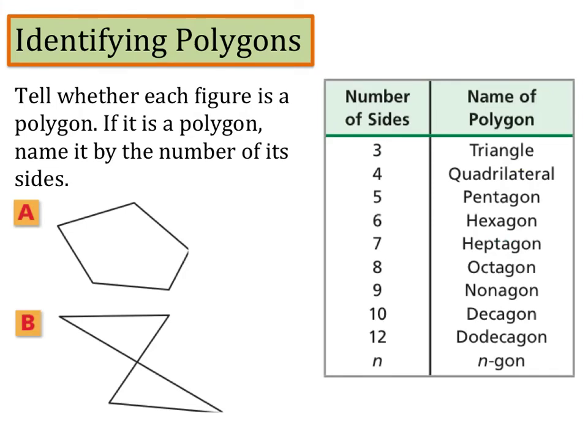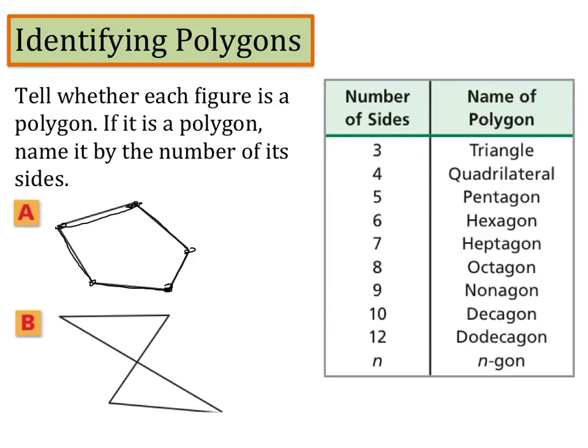So let's look at two figures now and tell whether each figure is a polygon. If it is, we're going to name that polygon by the number of its sides. So if we look at figure A. Now, figure A is a closed plane figure. It has more than three sides, and each segment intersects exactly two other segments only at their endpoints. So this figure intersects here and here. This segment intersects here and here. This segment intersects at these two endpoints. So figure A is a polygon.